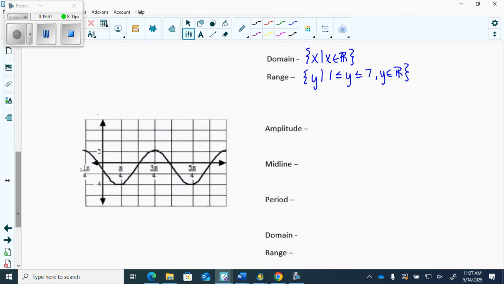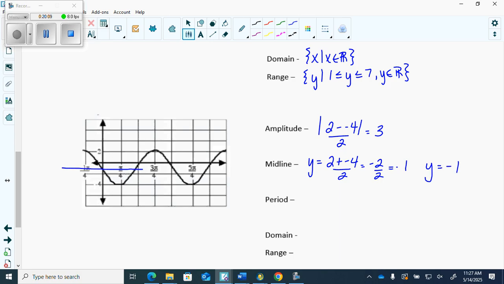And then our last one, our amplitude is the absolute value of 2 minus negative 4 divided by 2, so it's 3. Our midline is y equals 2 plus negative 4 divided by 2, which is negative 2 over 2, which is negative 1. So it's y equals negative 1. If I draw y equals negative 1, it'll be about here. And then this is 3 up, and this is 3 down. So that makes sense, correct? So you should be able to check it.